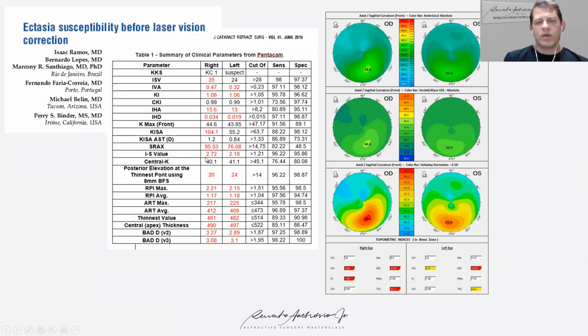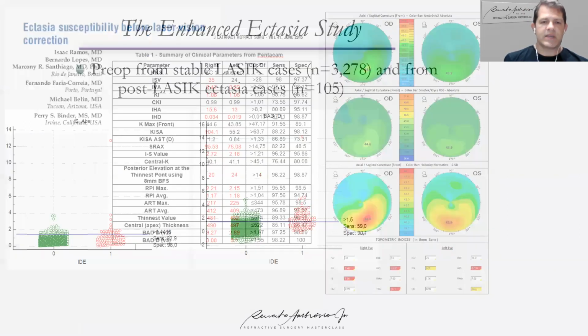You see all the parameters, and if you want to memorize a table, that's one of the tables that you should have from this paper, because you have the cutoff, the sensitivity and specificity for most of these parameters. This patient had unquestionable keratoconus, even though the Kmax was relatively low. So this is a low K keratoconus, which happens in about 8 to 12% of clinical keratoconus cases.